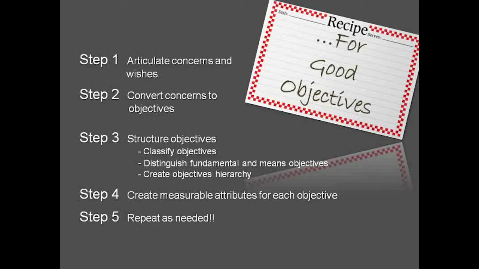Step 4 is to create measurable attributes for each objective. This is an extraordinarily challenging step and really important if you want to use the subsequent analytical tools that decision analysis offers. And the fifth step is repeat as needed, and what that means is, again, view this as an iterative prototyping sort of exercise where you can go back and revisit the objectives and the measurable attributes that you've created.